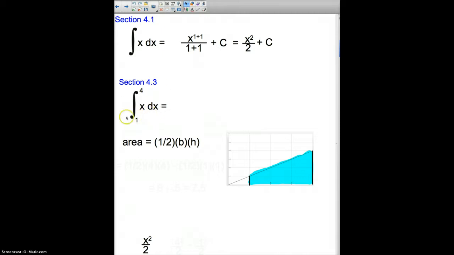So what this says is find the area of the function y equals x, which is graphed over here. 0, 0 is the x and y intercept, and then it goes up 1 over 1, up 1 over 1. So this point is 4, 4. And we're going from 1 to 4. So this region, where x equals 1, to this region, where x equals 4. We're trying to find the area of that region.